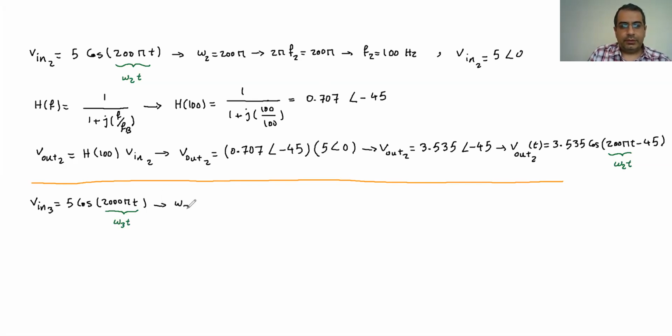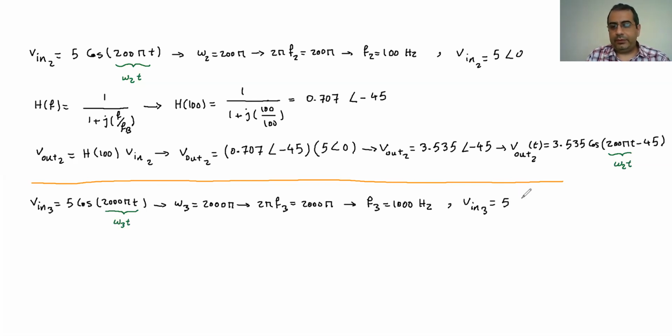So the omega 3 is 2000 pi, therefore 2 pi f3 is equal to 2000 pi, and therefore f3 is 1000 hertz. And the Vin3, if I write it as phasor, is going to be again 5 with angle of 0.